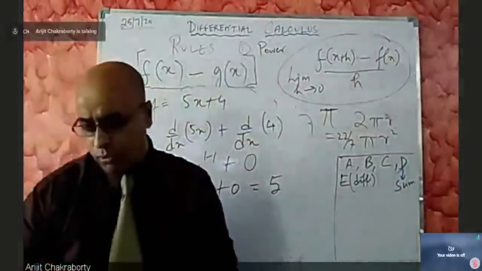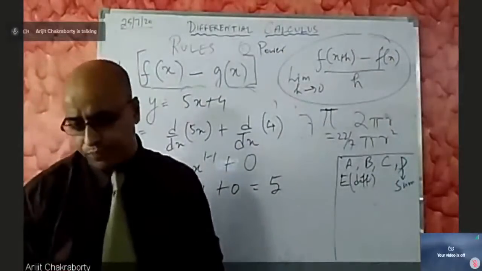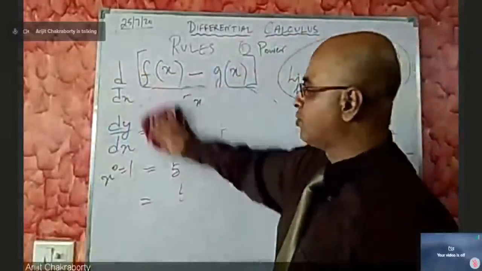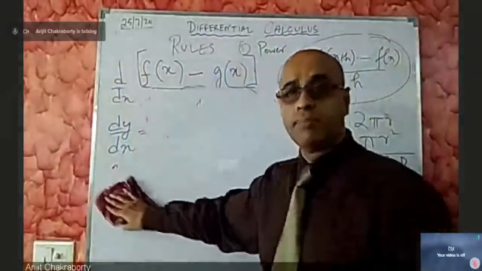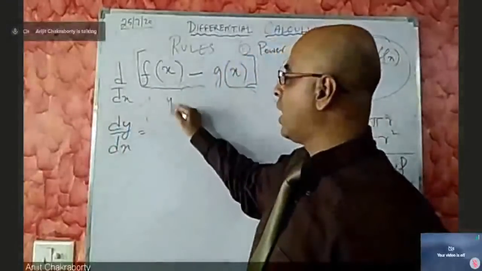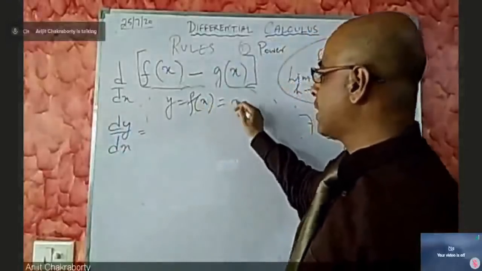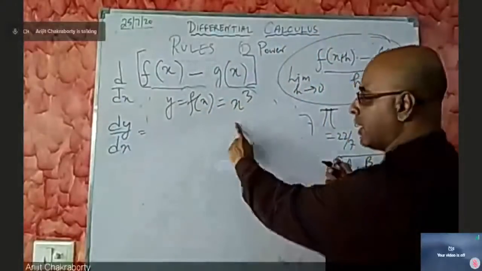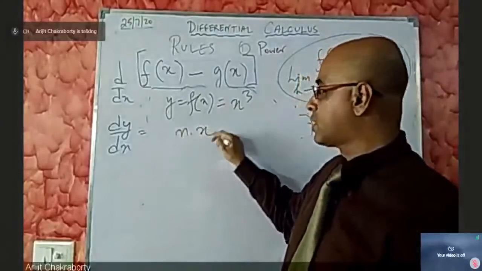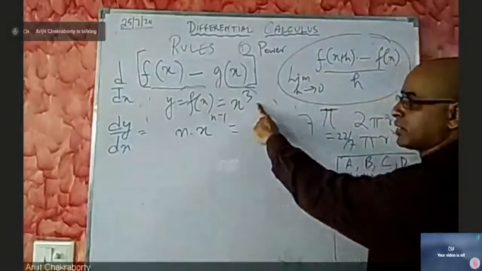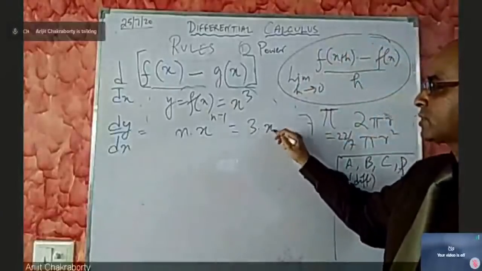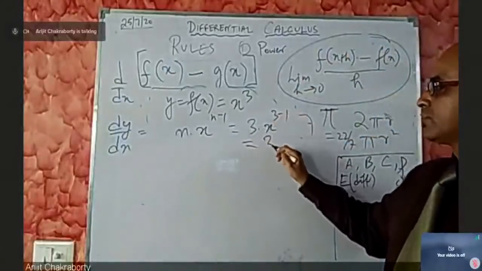Now we move on to have a look at some more examples quickly, as many examples as possible as time permits. If f(x) equals x cubed, so nx to the power n becomes n x to the power n minus 1. So the differential coefficient, dy by dx, becomes 3 into x to the power 3 minus 1, which is 3x squared.